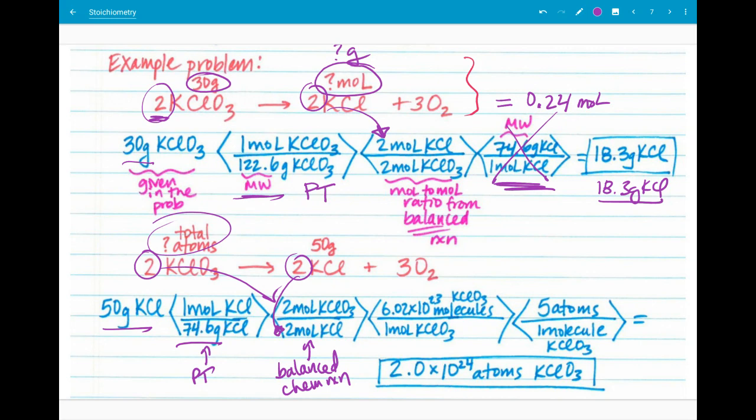So then we're going to convert 1 mole KClO3 to molecules. And then we're going to take molecules to atoms. So this part here is like what we did first semester. So when we solve this out, it ends up being 2.0 times 10 to the 24th atoms of KClO3.